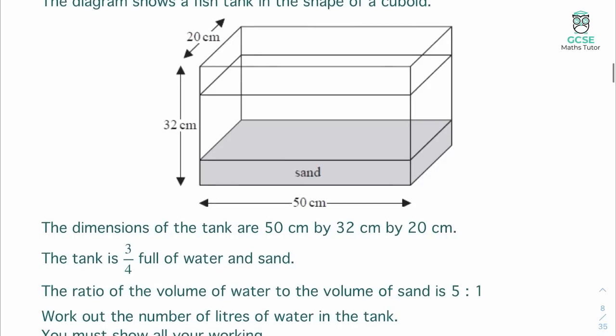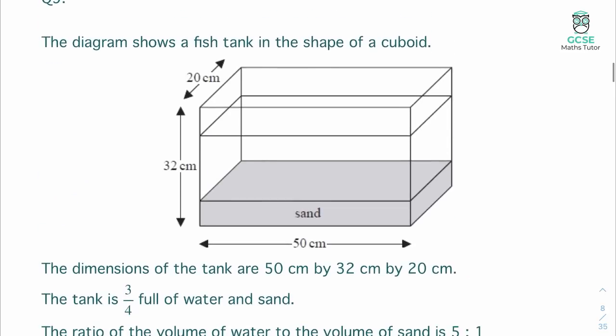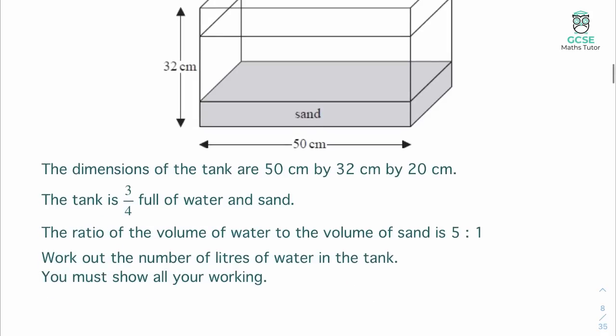Okay, so we have some volume, we've got some fractions, and we've got some ratio. Right, okay, so there's a lot going on in this question. So we've got a fish tank in the shape of a cuboid. The dimensions are 50 by 32 by 20. 3/4 is full of water and sand. The ratio of water to sand is 5:1. Work out the number of litres of water in the tank.